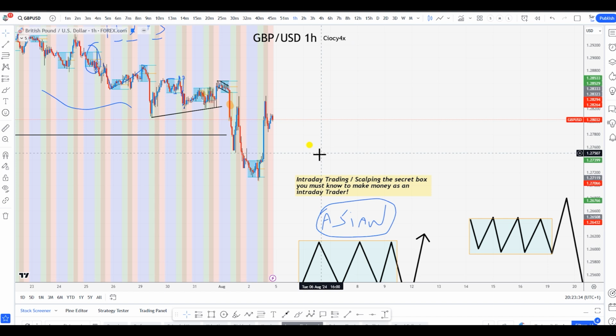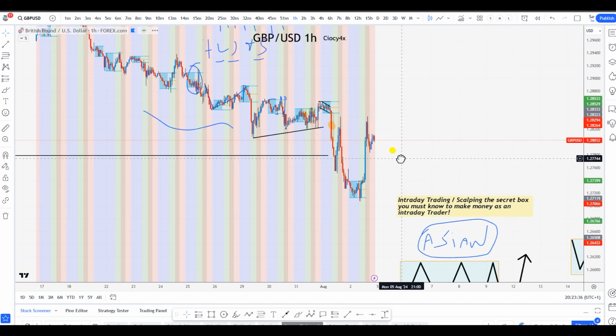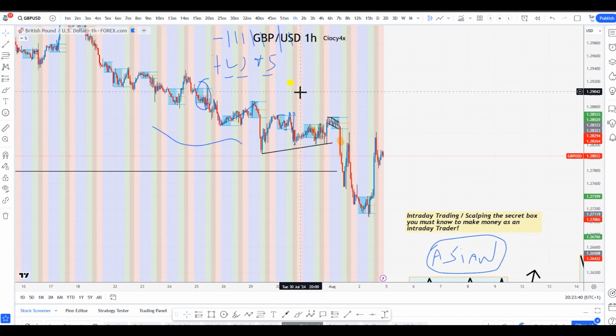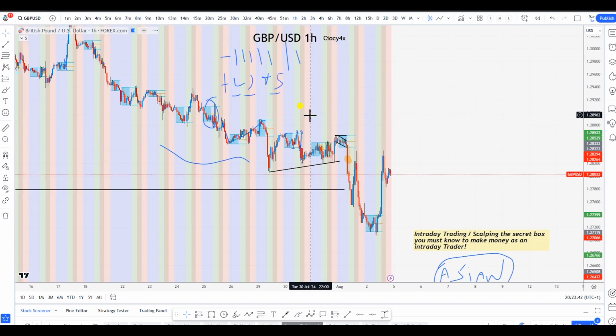You guys know me, if you're following me, I don't personally use much of the liquidity concept. I use it as a confluence because I'm all about order flow and structure. If you follow me, you know what I'm talking about.